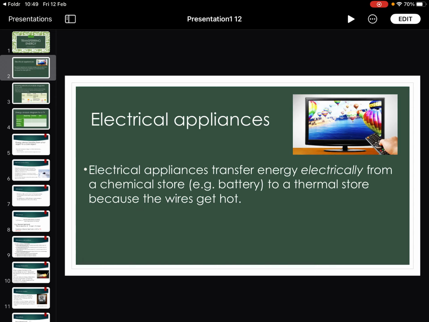Even if the electrical appliance doesn't use a battery, it still starts at the chemical because we assume that most energy that we are using comes from power plants that burn things and release energy from their chemical store. So always include the chemical store and the thermal store.